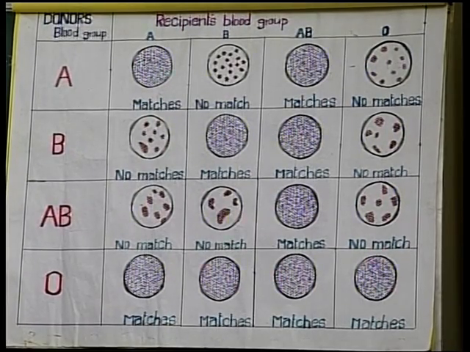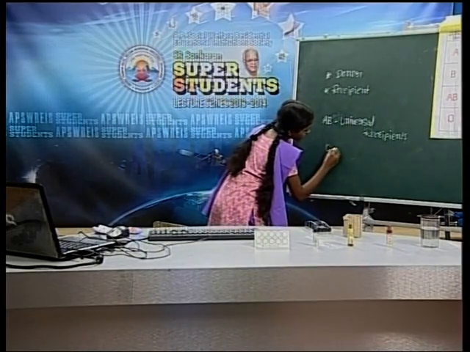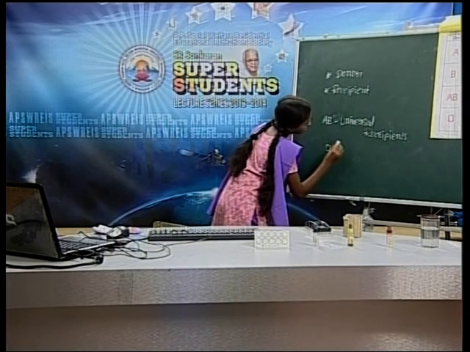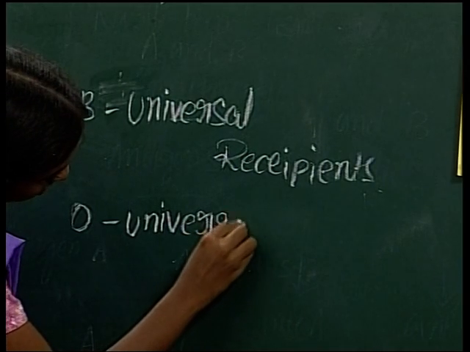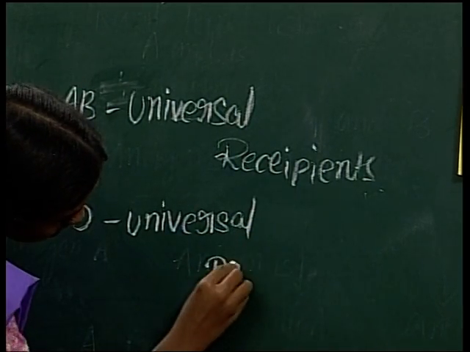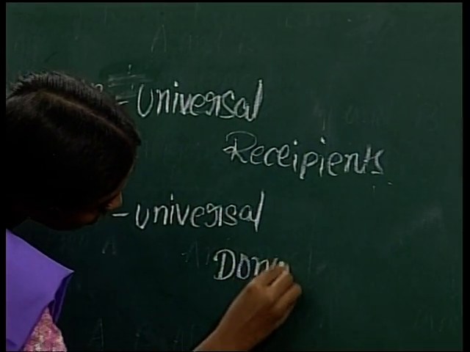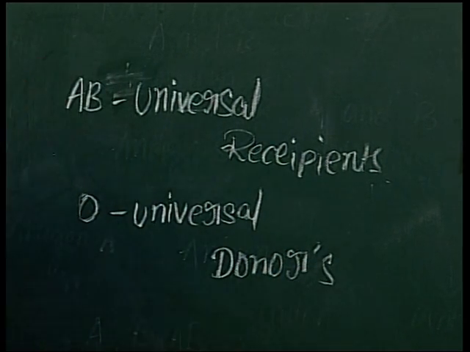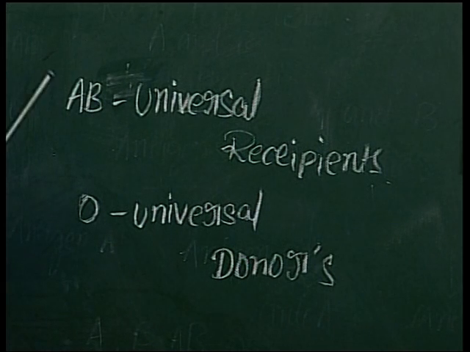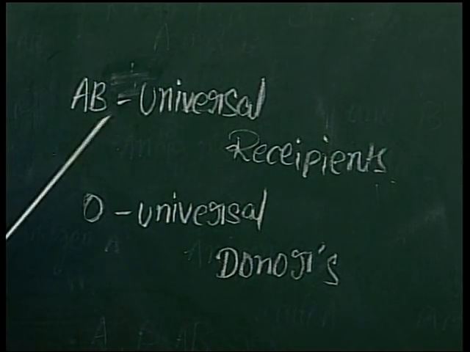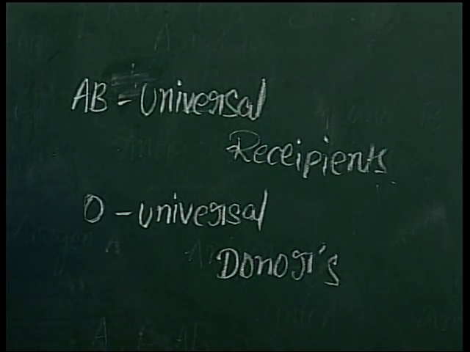From this cause, the persons with O blood group are called universal donors. Universal donors. That means they can donate blood to any other person in the world. That's why they are universal donors. You must remember this. The persons with AB blood group are known as universal recipients. The persons with O blood group are known as universal donors.